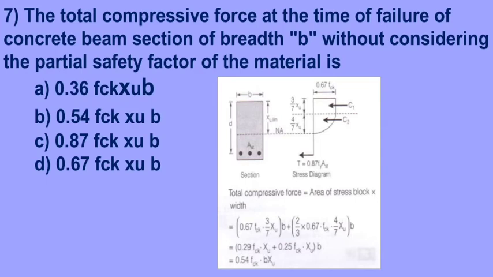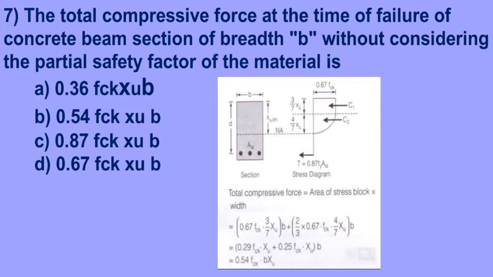If we are considering a beam section, the upper portion is the compression zone and the lower portion is the tension zone. Above the neutral axis is considered the compression zone, and below the neutral axis is considered the tension zone. Here, they are asking for the total compressive force at the time of failure of a concrete beam section. So, we are considering the upper portion up to the neutral axis.